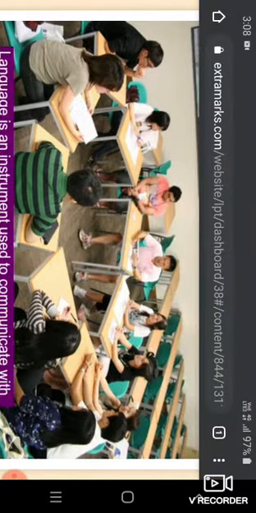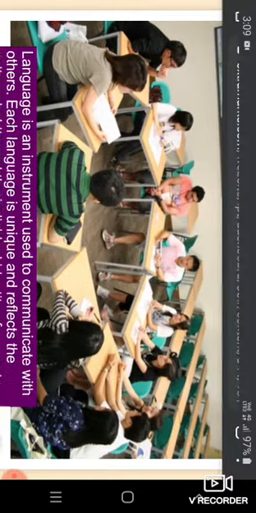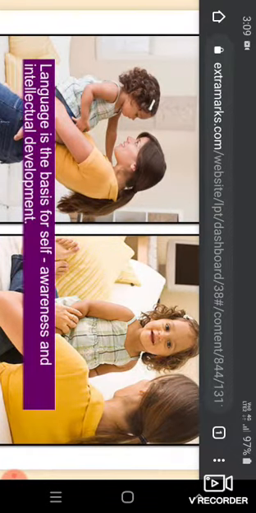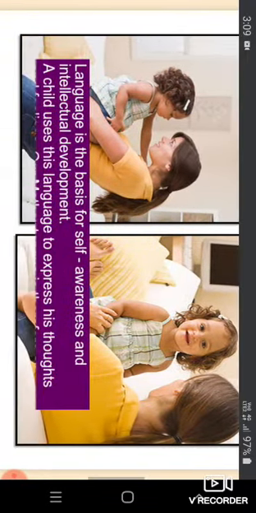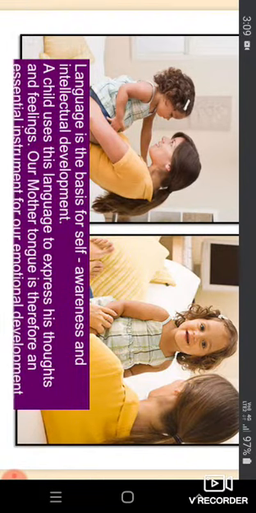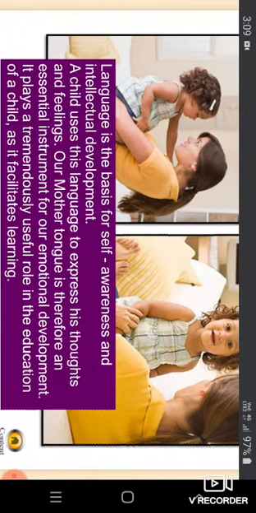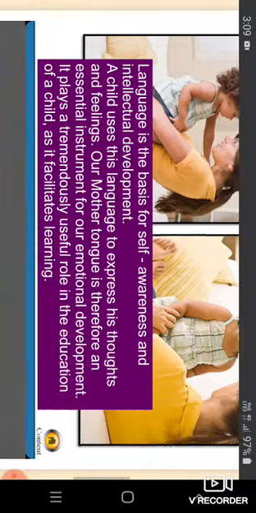Language is an instrument used to communicate with others. Each language is unique and reflects the culture, habits, and the individual identity of a country. Language is the basis for self-awareness and intellectual development. A child uses this language to express his thoughts and feelings. Our mother tongue is therefore an essential instrument for our emotional development. It plays a tremendously useful role in the education of a child, as it facilitates learning.